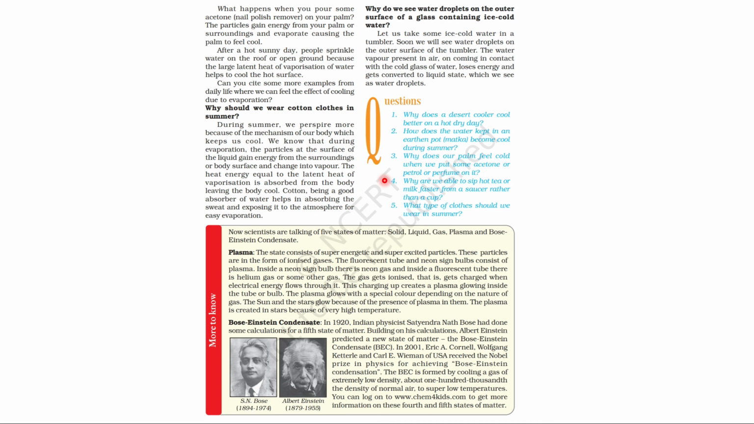Next question. What type of clothes should we wear in summers? In summer, we should wear cotton clothes because cotton clothes can absorb more sweat from our body and expose the liquid to the atmosphere, making evaporation faster. During this evaporation, particles on the surface of the liquid gain energy from our body surface, making the body cool. That's about the chapter Matter in Our Surroundings.